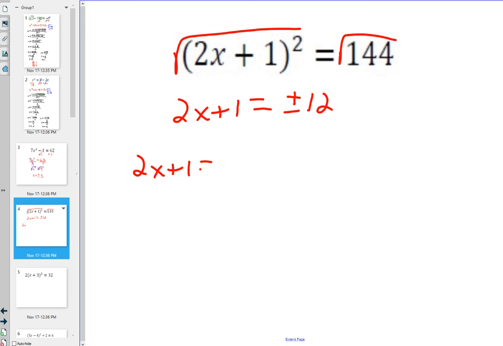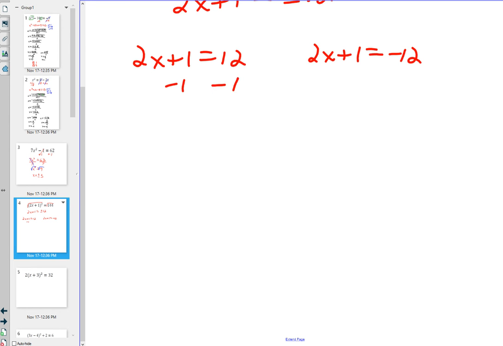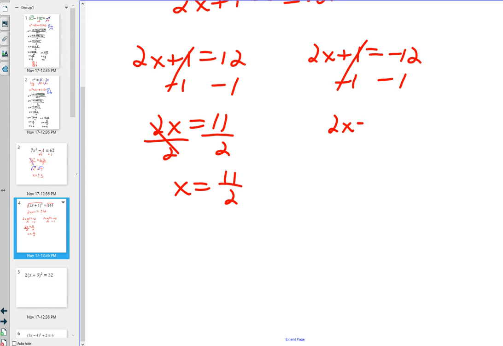2x plus 1 is equal to 12. 2x plus 1 is equal to negative 12. Minus 1 minus 1. 2x is 11 divided by 2. X is 11 over 2. Minus 1 minus 1. 2x is negative 13 divided by 2. X is negative 13 over 2. So what, did you get the same answer?